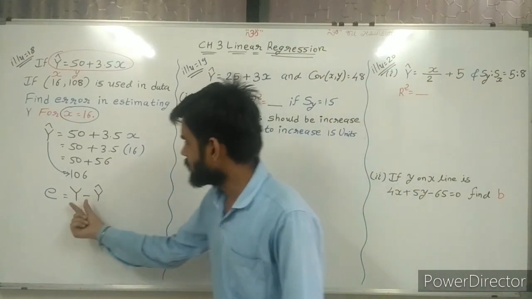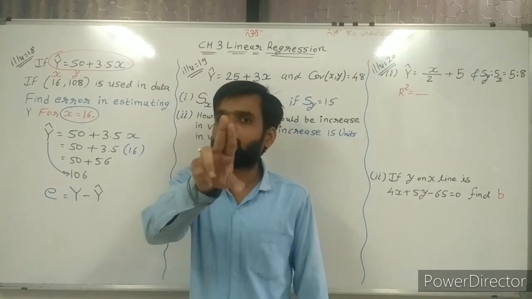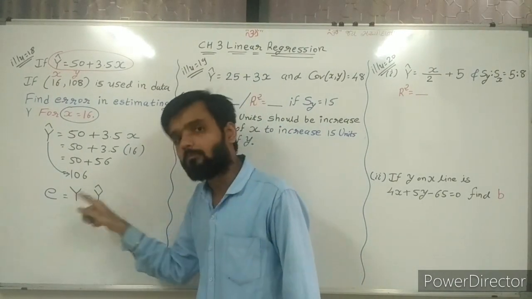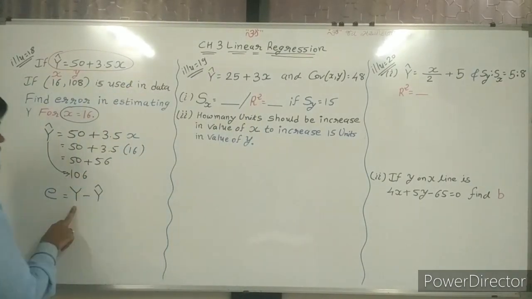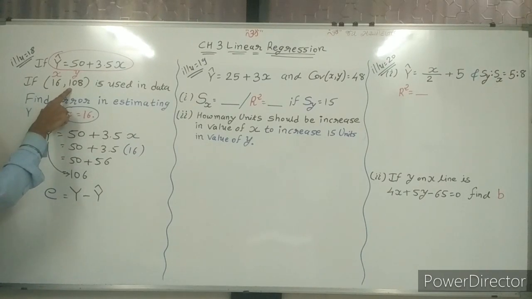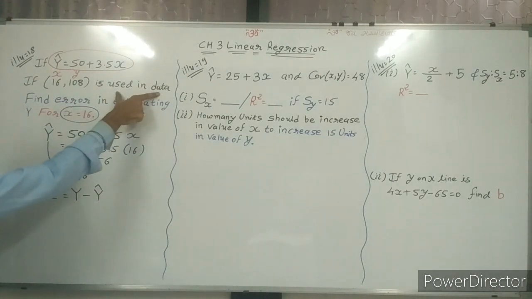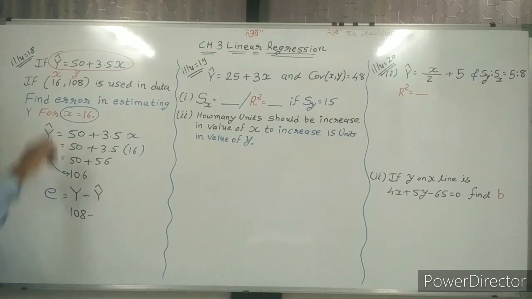Same way here. Original value of y and estimated value of y. The difference of both is called error. But try to understand, we need to take actual value minus expected value. So first of all, y means the original value. Sir, where is y? Here. For x is equal to 16, y is equal to 108, which is used in this data. So sir, the actual value of y is 108. So first of all, write 108, because for 16, the actual value of y is 108.